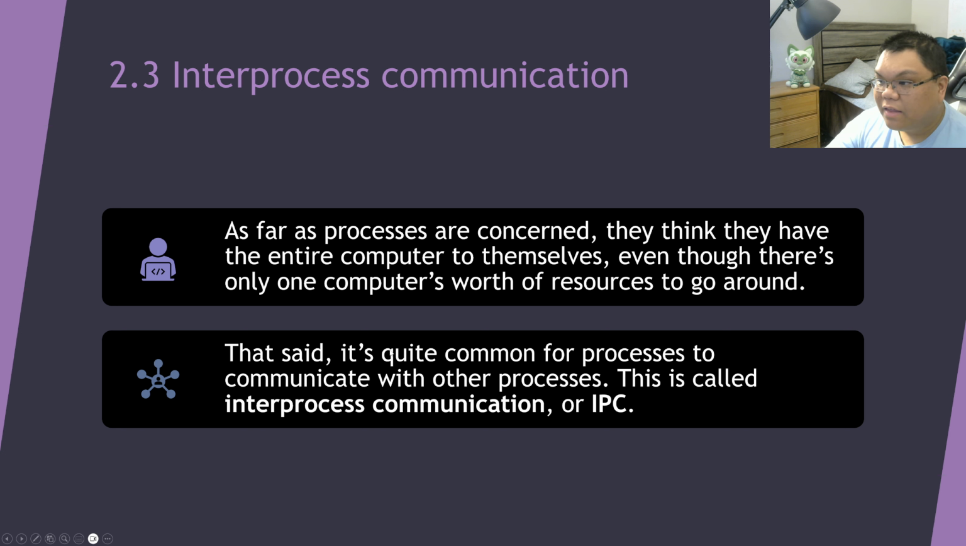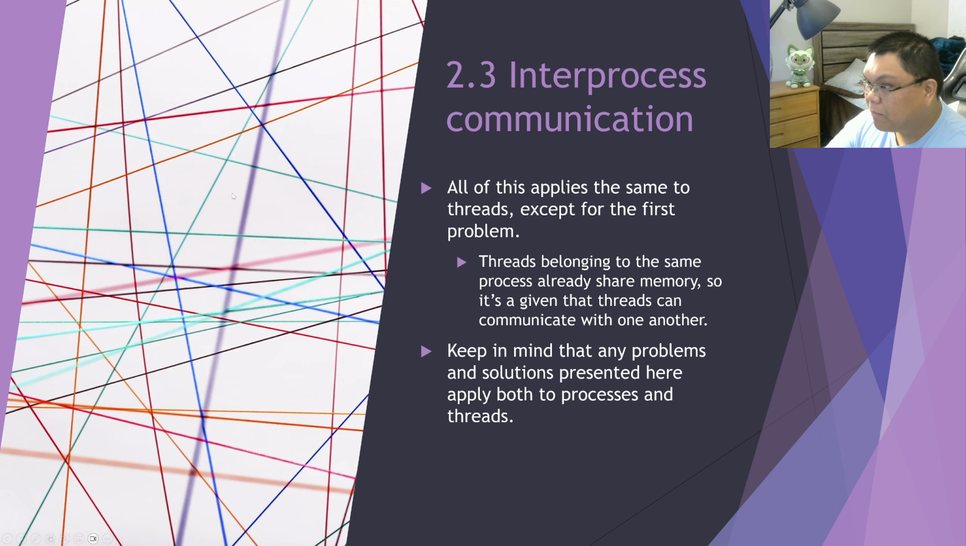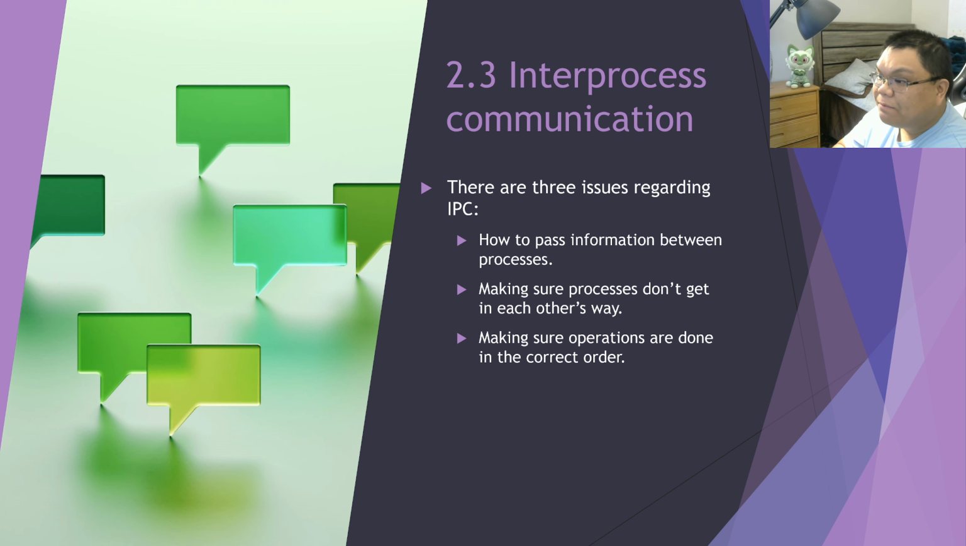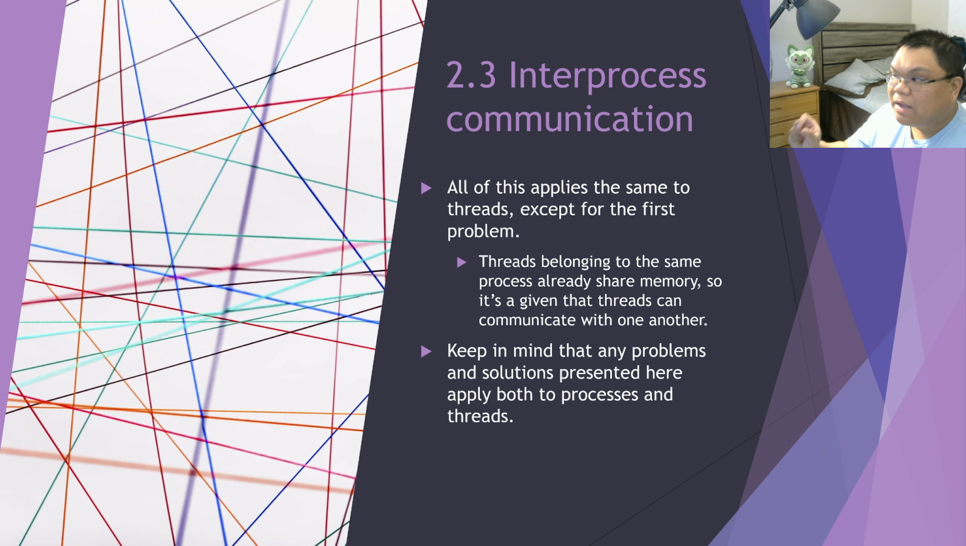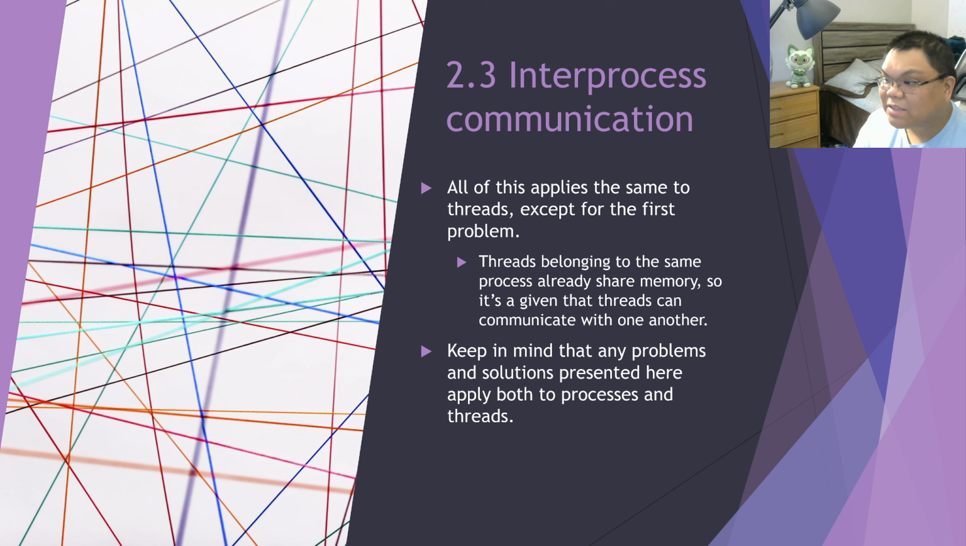There are, however, three issues regarding IPC. How to pass information between processes, making sure processes don't get in each other's way, and making sure operations are done in the correct order. IPC is for both processes and threads. So any solutions that we talk about for IPC here apply to both processes and threads, with one exception. If we have multiple threads as part of one process, they don't have a problem passing information between one another because they all share memory. There's going to be some space of memory that all threads are able to access. So any means of communication between threads is basically a given because of the nature of sharing memory between threads. Just keep in mind that any solution that we present here will apply to both processes and threads.